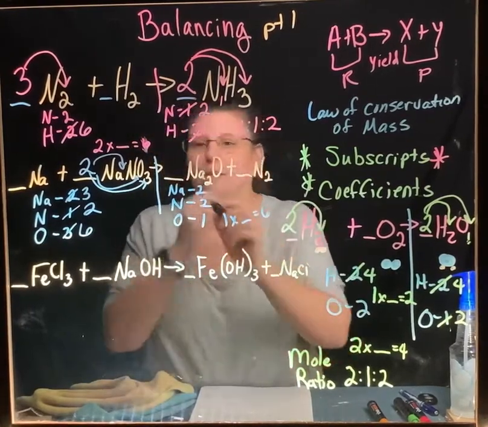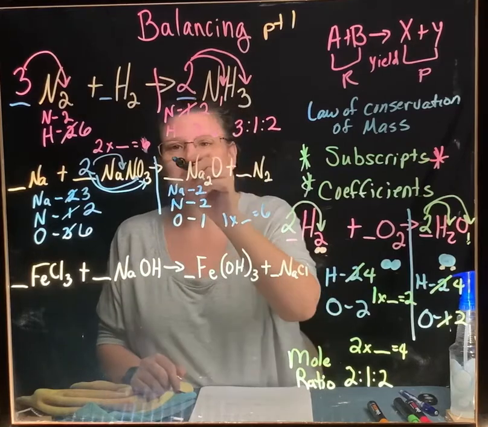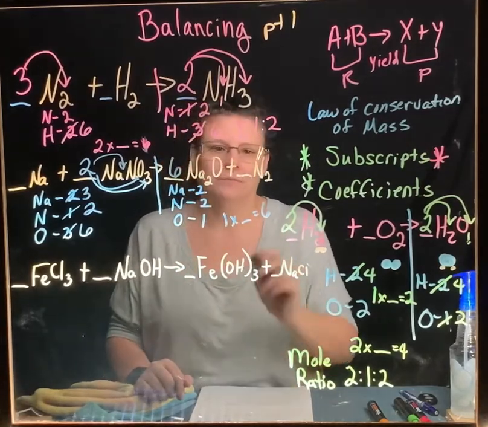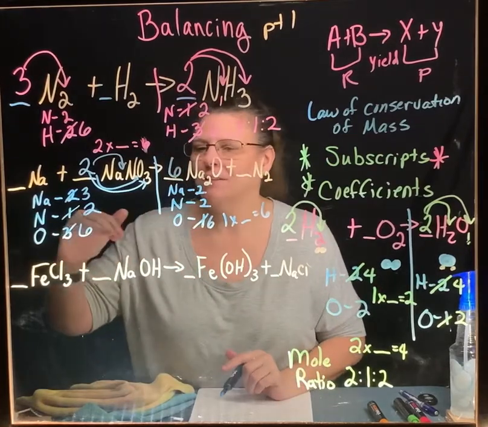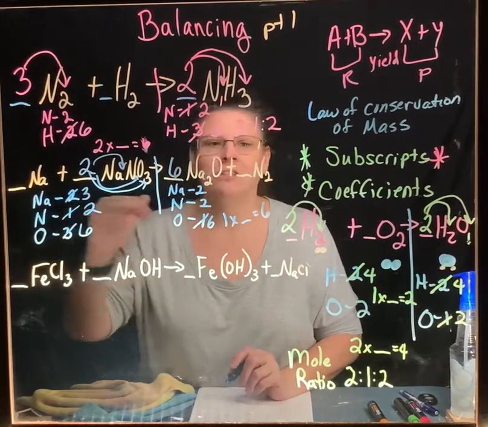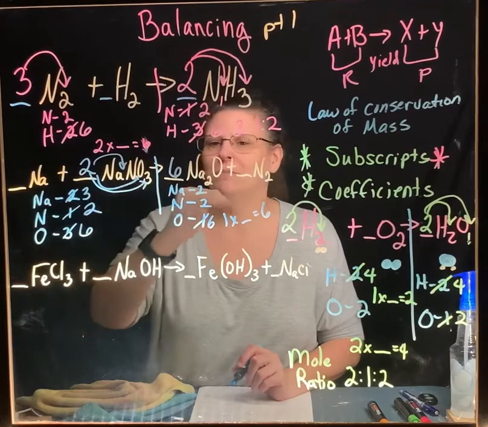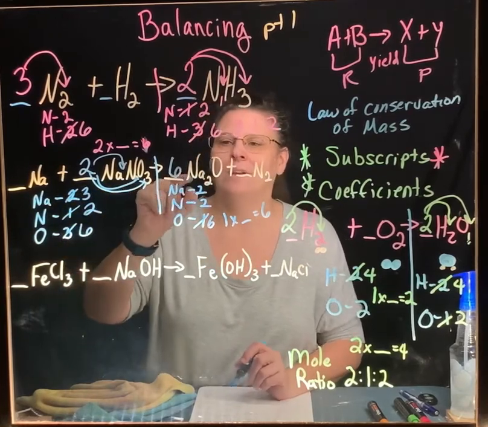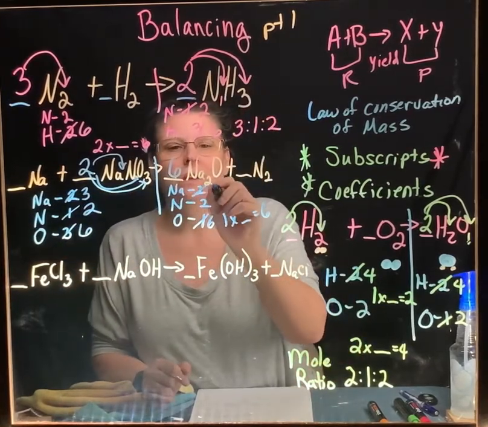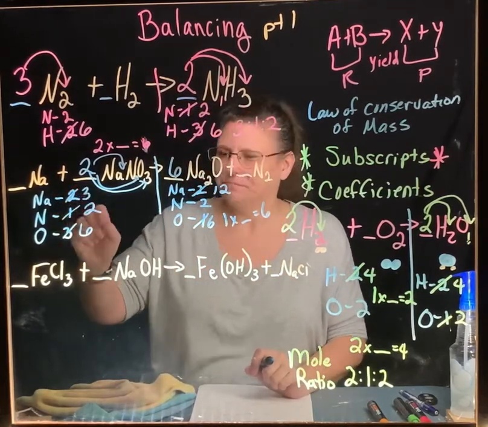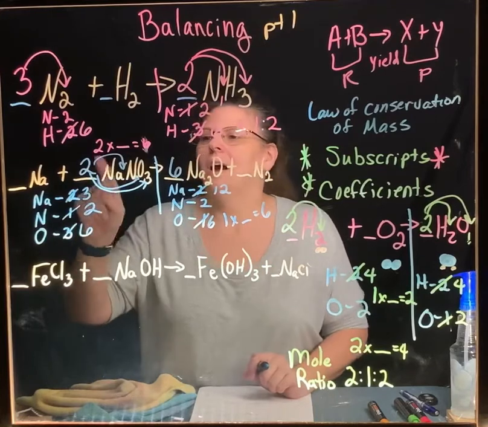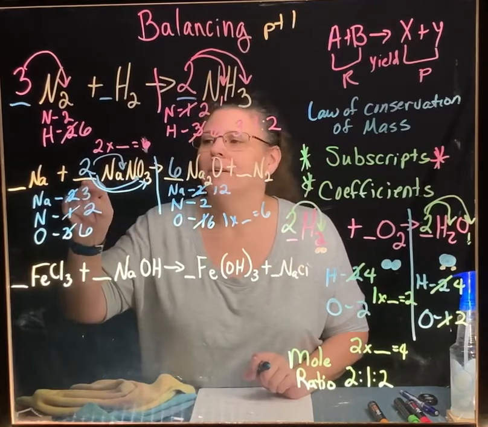Okay, so 6. So I need something here times 1 that'll give me 6. 6, okay? So now I have 6 oxygens. Okay, so if you look, my oxygens are balanced, my nitrogens are balanced, my sodiums are not, because now I have how many? 6 times 2 is 12, okay? I have 3 on this side, okay? But I already have 2 of them here, plus something.